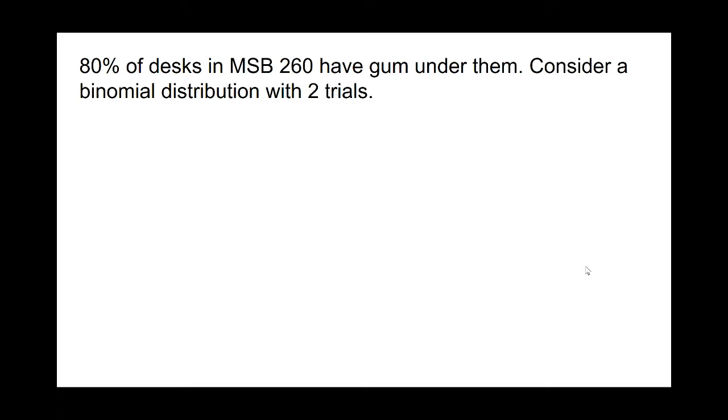Now, what if we have two trials? So consider a binomial distribution here with two trials. So now we're concerned with the number of successes in two trials. Let's talk to two desks. Here we go. We walk up to this desk. We're like, oh man, I wonder if there's gum underneath. Checking, checking, checking. Is there going to be gum underneath? We can't say for sure, but we know there's a 0.8 chance that there would be gum under this desk.